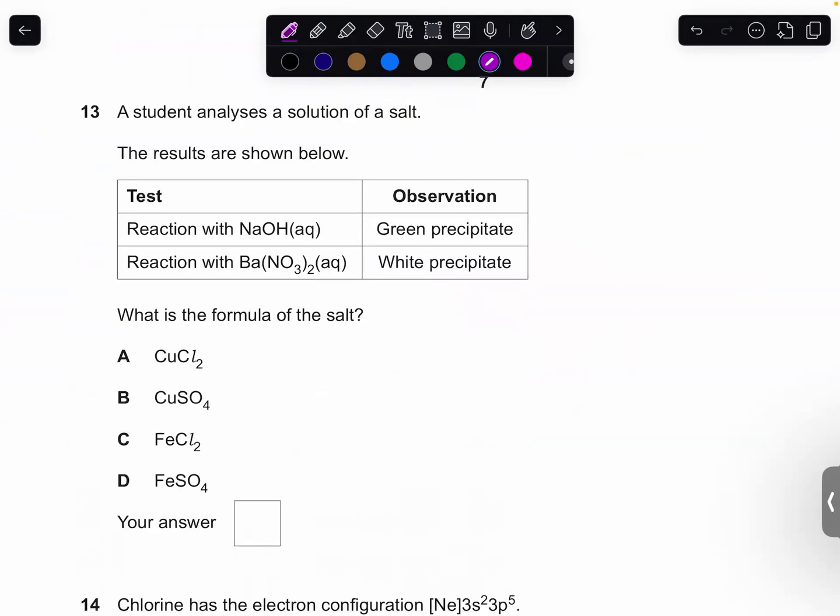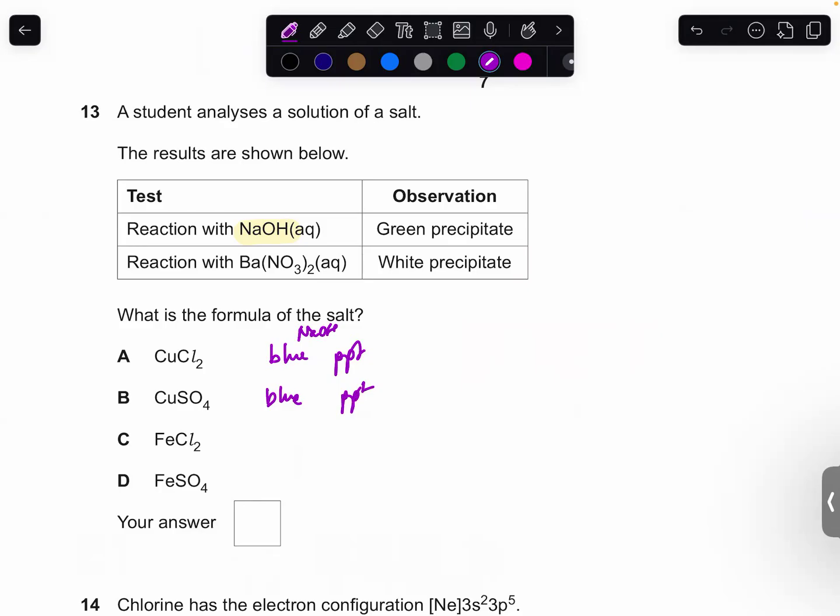A student analyzes a solution of a salt. The results are shown below. It's one of these four, we don't know which one. Out of all of these, reacting with NaOH, the precipitates, you need to know your colors, by the way. This would give you a blue precipitate. This is with NaOH, blue precipitate.